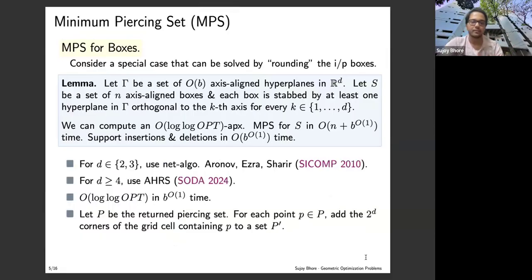Okay. So at this point, we have multiple options to finish this instance. If we are in dimension 2 or 3, we can use the epsilon-net algorithm of Aronov, Ezra, and Sharir. If we are in dimension d greater than or equal to 4, then we can use the Agarwal et al. algorithm. So in any case, we will be able to get an order log opt approximation in B^O(1) time. So let's say that P is the returned piercing set, and for each point, we are going to add all the 2^d corners of the grid cell containing this point P to the actual piercing set that we are going to report.